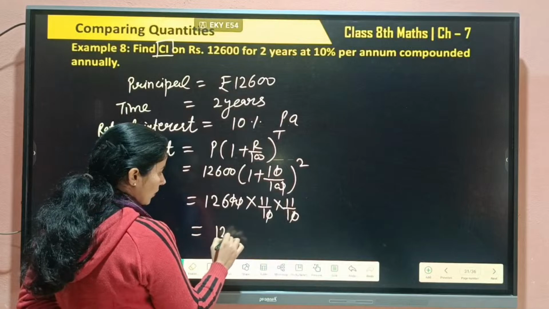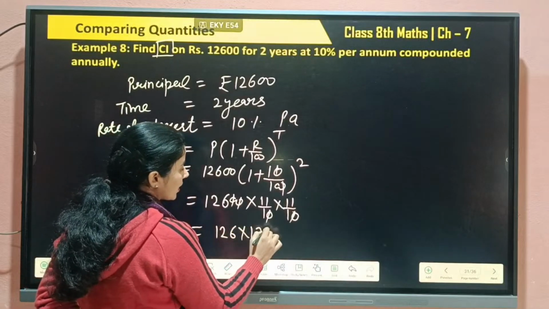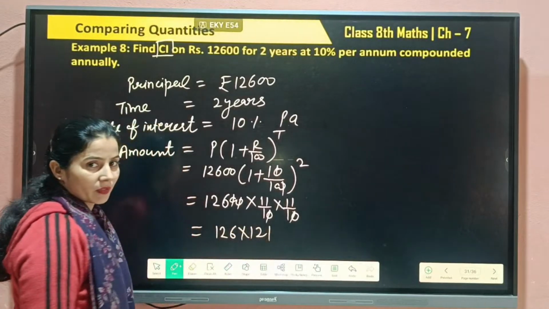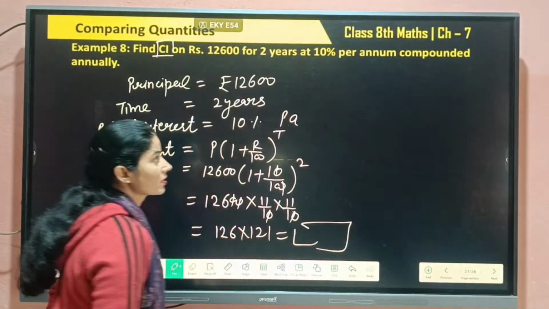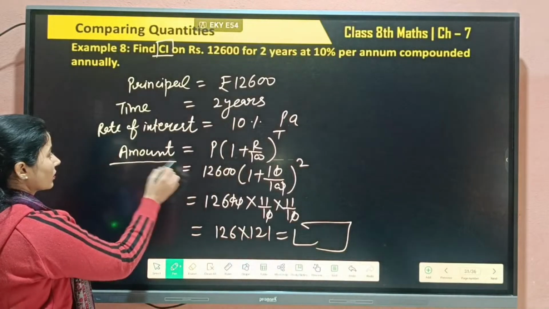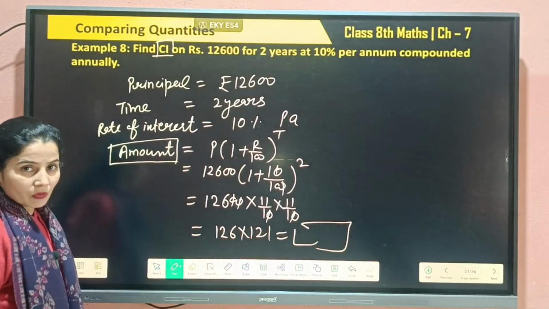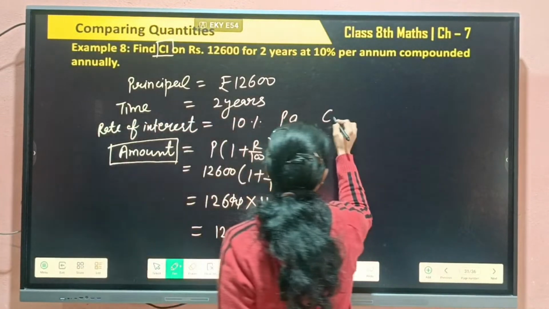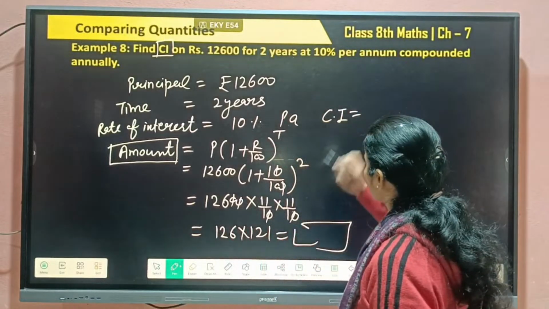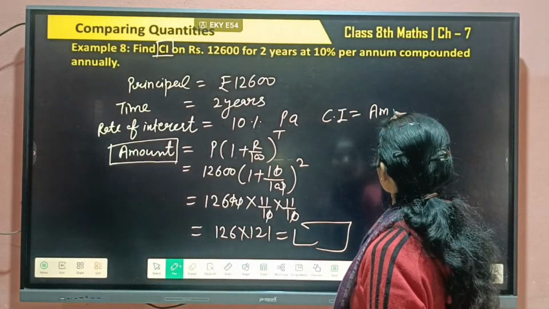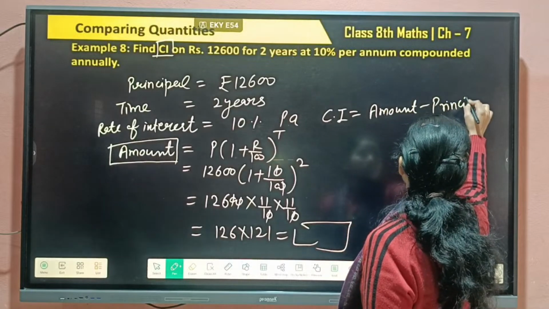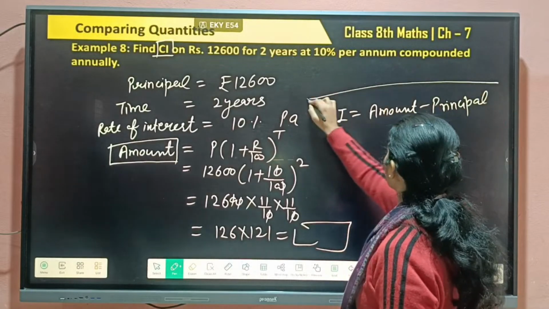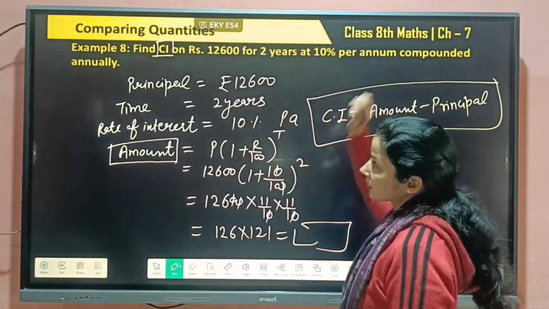These 100s will cancel. And now 126 into 121. You have to multiply. That will be your answer. That will be your amount. Now how can we find out CI, compound interest? Amount minus principal. In this way you can find out CI.